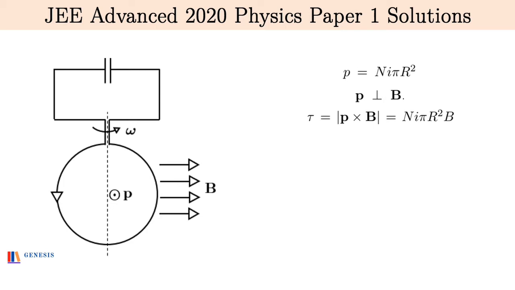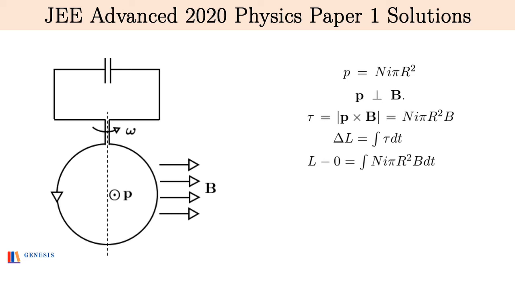Now if we apply the angular impulse-momentum theorem during the discharge time of the capacitor, ΔL is equal to the integral of τ dt. This basically gives us L minus 0, where 0 is the initial angular momentum, equal to the integral of the torque, N I πr² B dt.